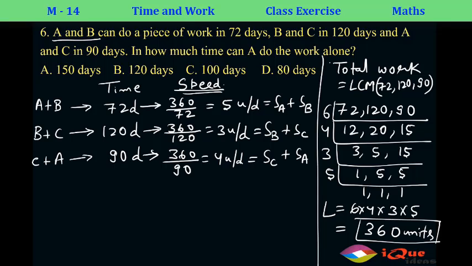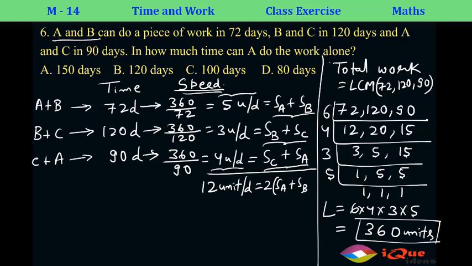Alright. Now let's add these equations. If you add, this total will give us 5 plus 3 plus 4, which is 12 units per day, and that should be equal to, when you add this side, 2 times speed of A plus speed of B plus speed of C. That means speed of A plus speed of B plus speed of C will be equal to 12 divided by 2, 6 units per day.